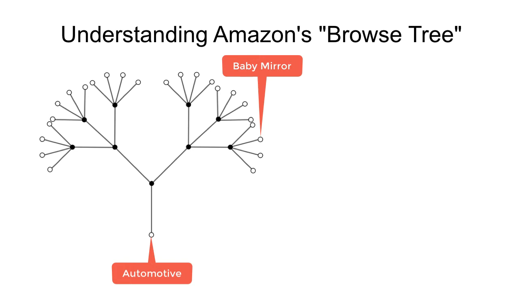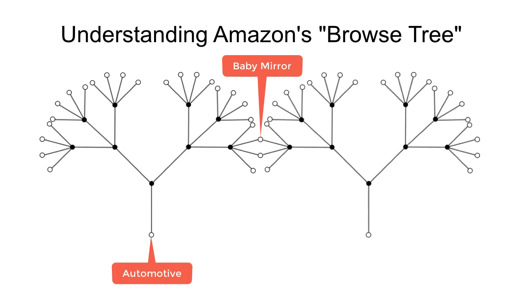You put it on the seat behind the car seat, and then through your rearview mirror, you can see what's going on with your baby while you're driving. Okay, that's in automotive because it goes in a car. But you know what else that is? That's also in baby, because it's a product that's used with babies.